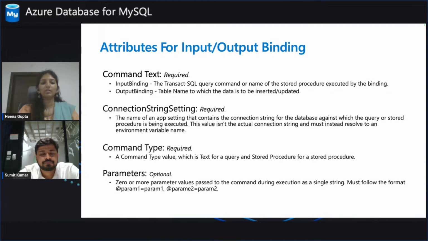The next attribute is the command type. This is a value required only for input binding. It can be either text for a query, or stored procedure for executing a stored procedure. The next attribute which we have is the parameters. It is an optional attribute to pass the parameters to the query that we want to execute.